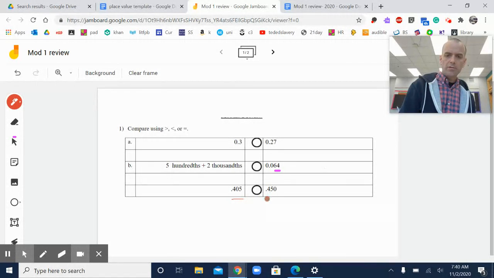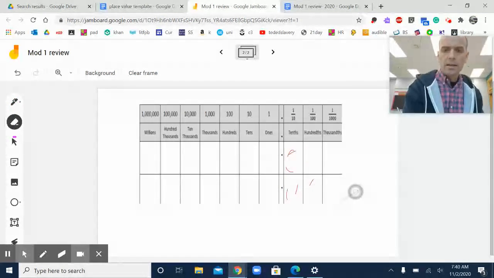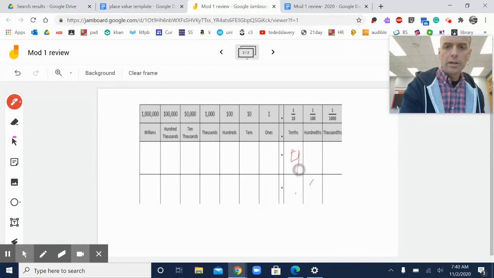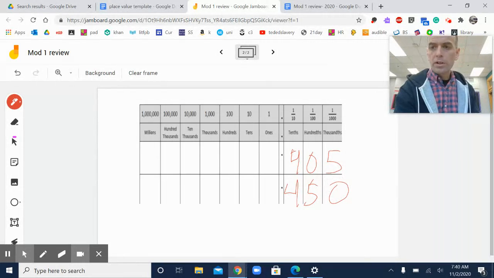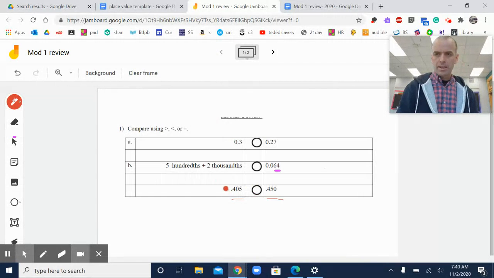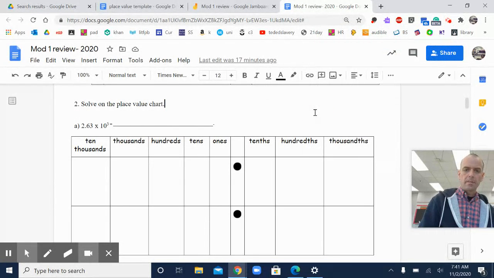405 thousandths versus 450 thousandths. Again, simply put them in your place value chart. Let me erase this. And I put 405 versus 450. The fours are tied, but then the hundredths are different, right? One has 500ths, one has 0 hundredths. So that tells you which one is larger, and put your sign in. That was number 1. Moving on to number 2.